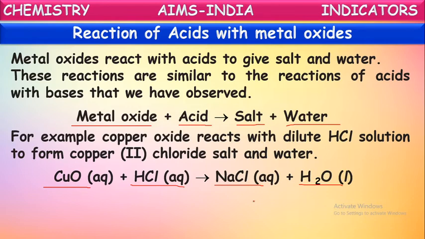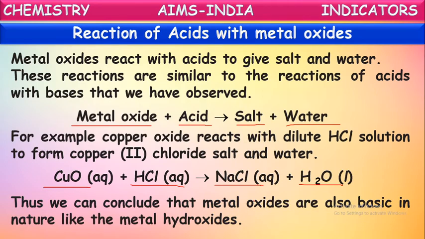In the previous example we saw sodium hydroxide base reacting with hydrochloric acid to form sodium chloride and water as products. That is called a neutralization reaction. In the same way, here copper oxide, a metal oxide, also reacts with the acid to form salt and water.